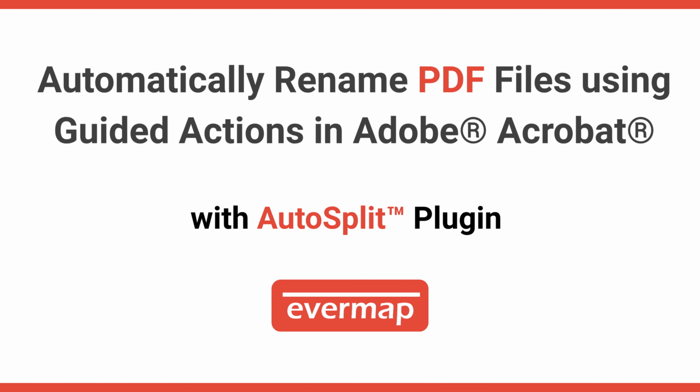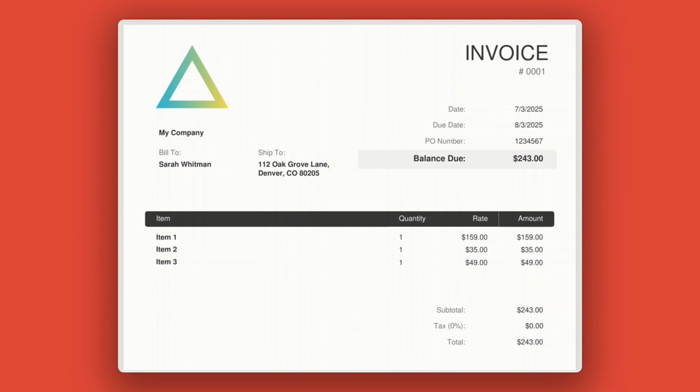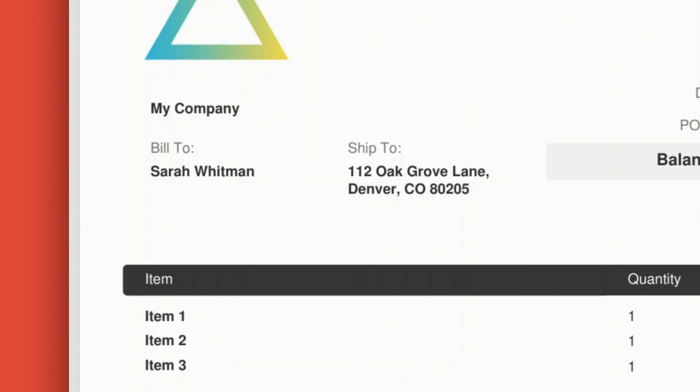In this video, we'll show how to automatically rename documents using guided actions with the AutoSplit plugin for Adobe Acrobat. We'll create a guided action to rename multiple PDF invoices at once. The new names will contain a string of text, followed by the client's name, which is found in the same location within each file.